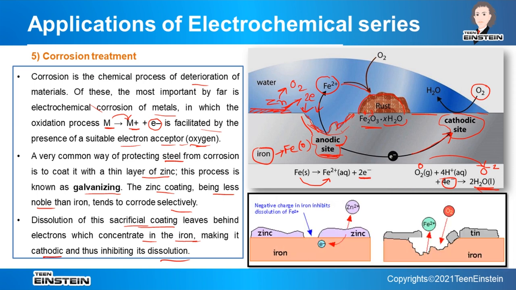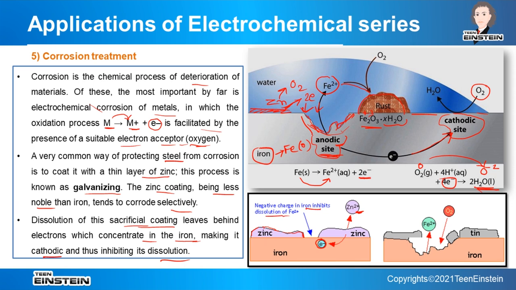So in this picture, in the first case there is a layer of zinc. Fine. So zinc is converted to Zn2+. There is presence of iron. There is presence of electron. So this negative charge in iron inhibits the dissolution of iron.